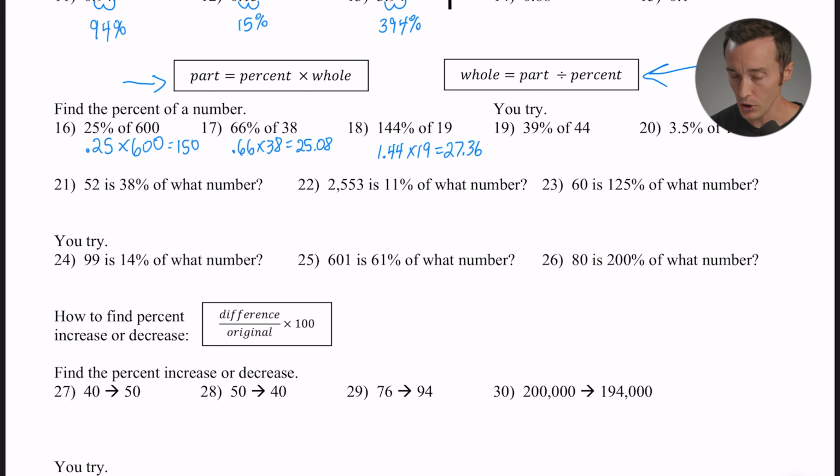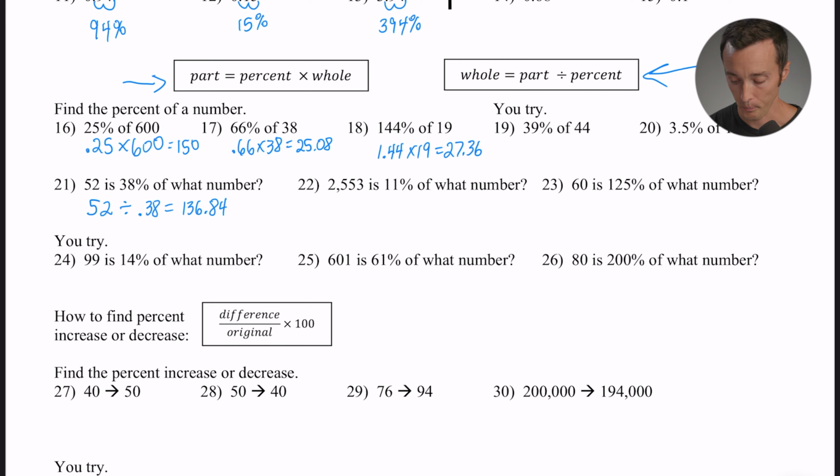So they say 52 is 38% of what number? In other words, what number would you start with and then take 38% of it and get 52? All you have to do is divide. I'm going to take the part that they gave me, which is 52, and divide it by 38%. Again, use the decimal form of that percentage, so 0.38. You can just grab a calculator. 52 divided by 0.38 is 136.84.